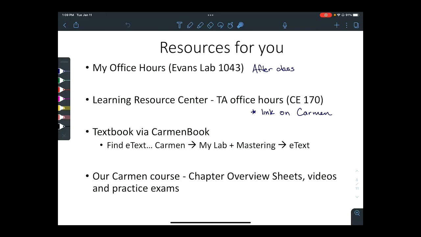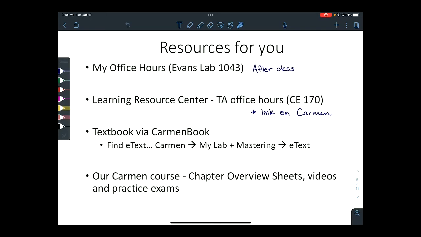All right, so I have office hours. Learning Resource Center has office hours. Also, most of you have already purchased the digital version of your textbook. Okay, so if you opted in to Carmen Books, does that sound familiar? When you registered for this course, if you opted in, I think it was $45, like a $45 course fee. What that grants you is access to the e-text and access to the online homework. You already paid for it. You don't have to pay for it separately.